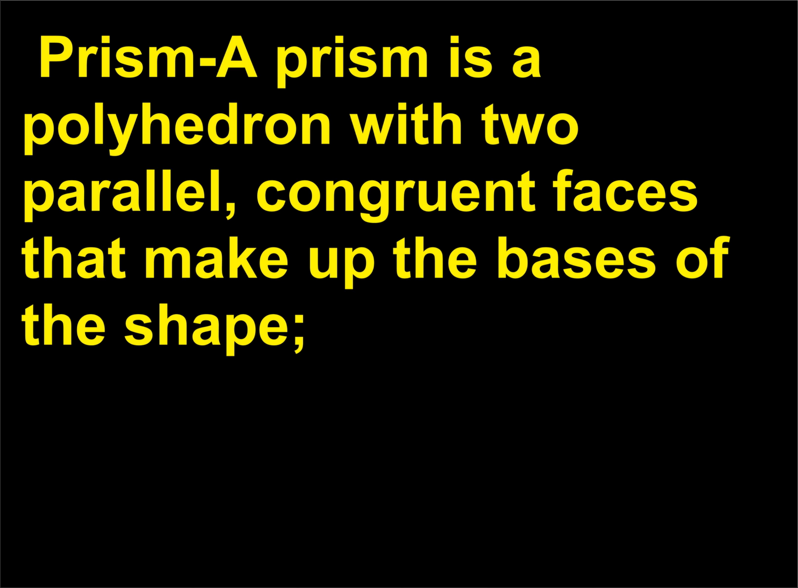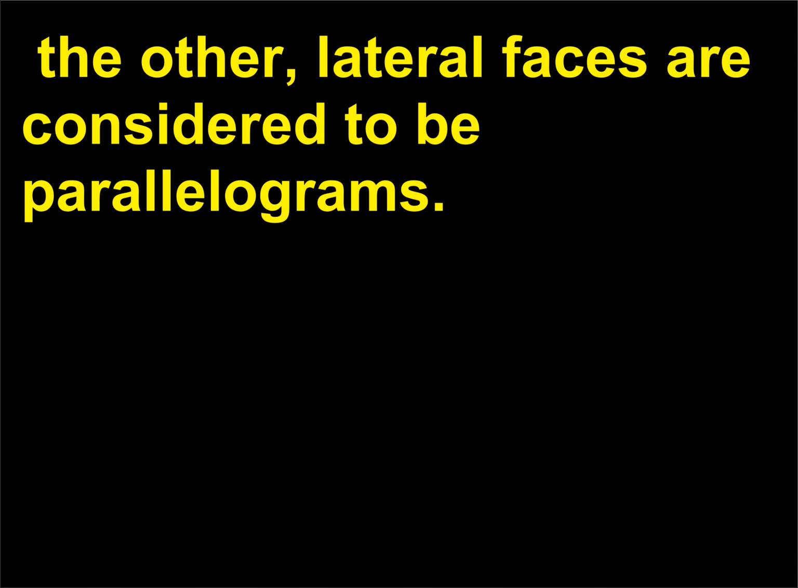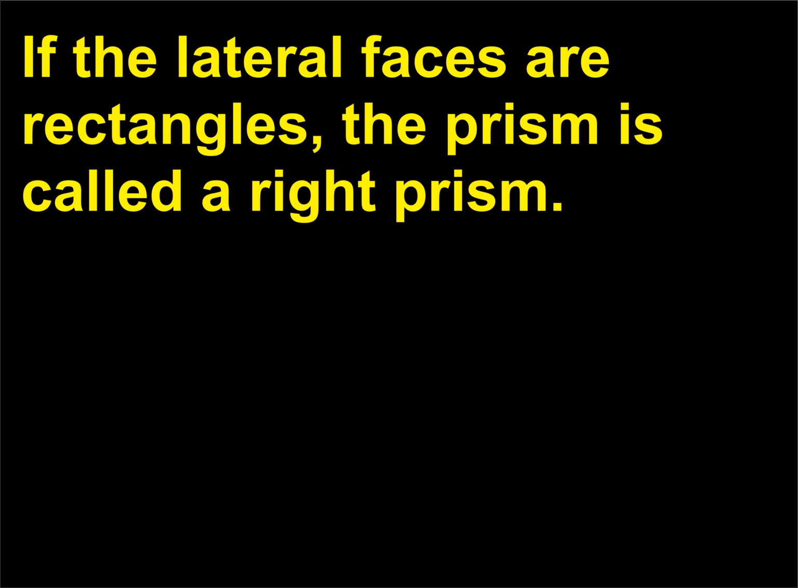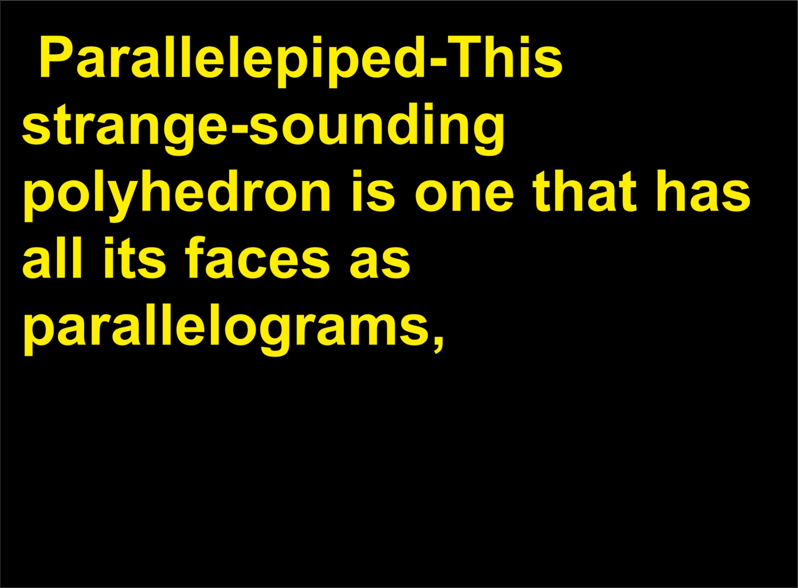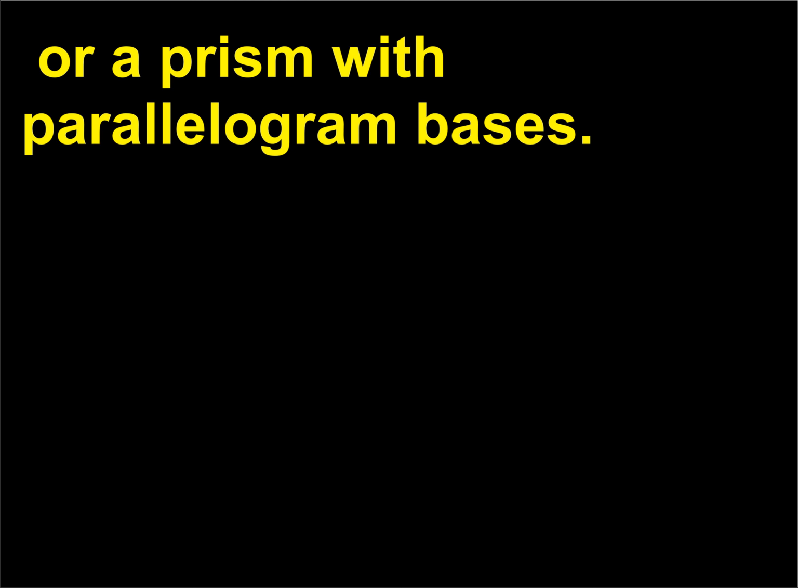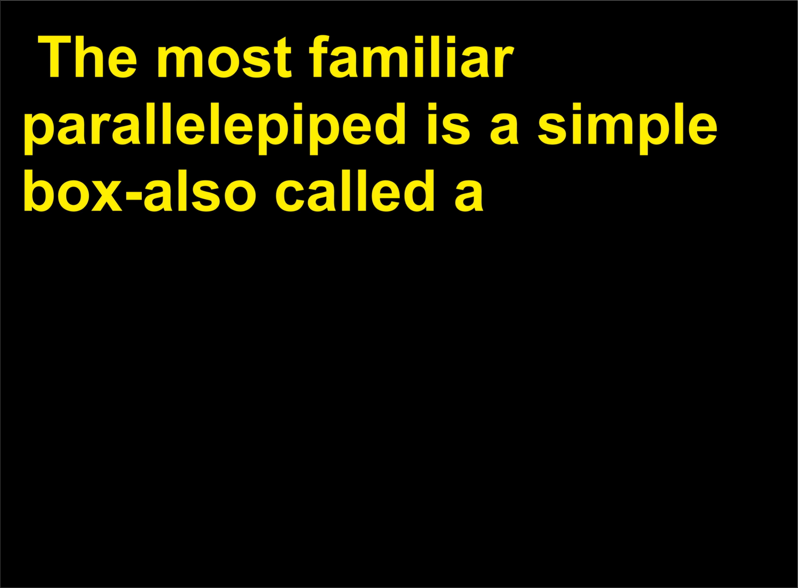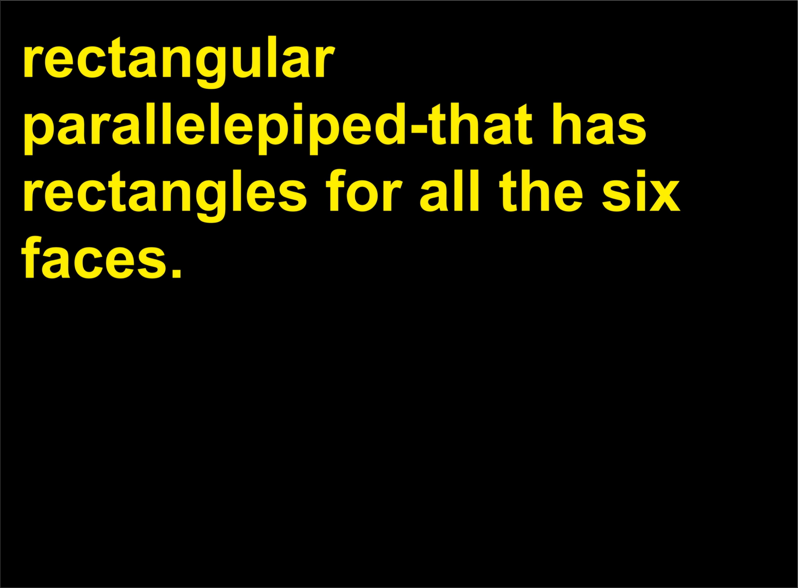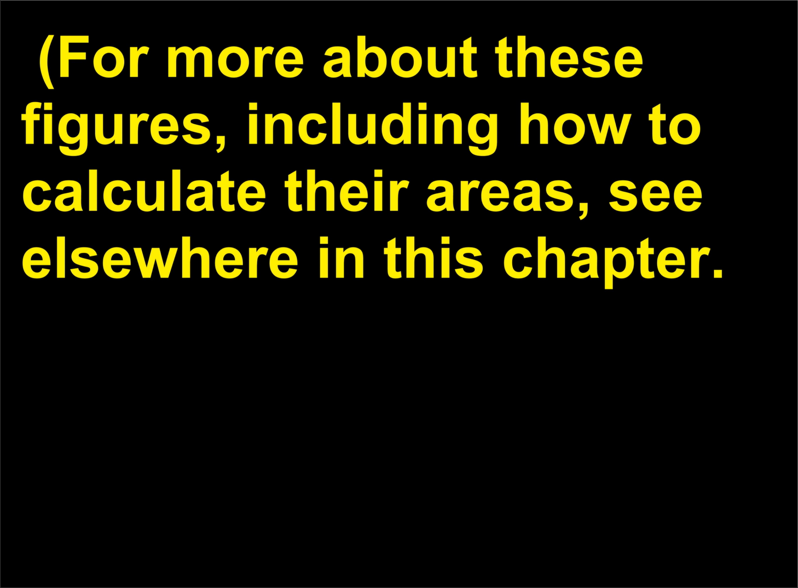Prism. A prism is a polyhedron with two parallel, congruent faces that make up the bases of the shape. The other, lateral faces are considered to be parallelograms. If the lateral faces are rectangles, the prism is called a right prism. Parallelepiped. This strange-sounding polyhedron is one that has all its faces as parallelograms, or a prism with parallelogram bases. The most familiar parallelepiped is a simple box, also called a rectangular parallelepiped that has rectangles for all the 6 faces. For more about these figures, including how to calculate their areas, see elsewhere in this chapter.